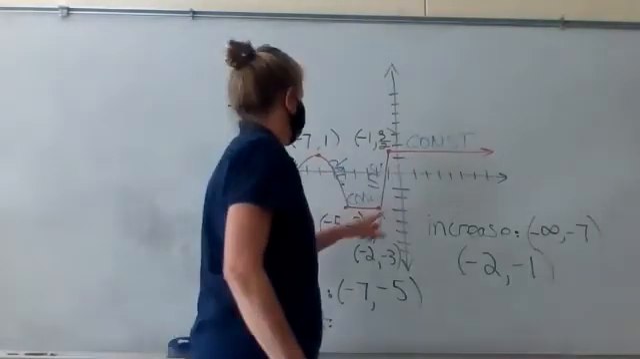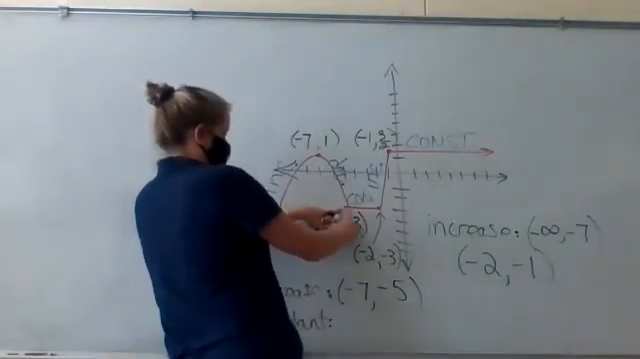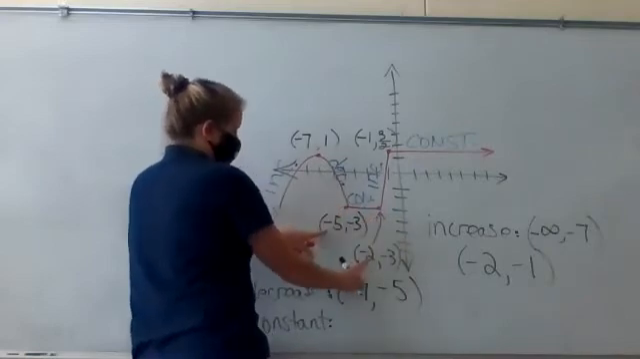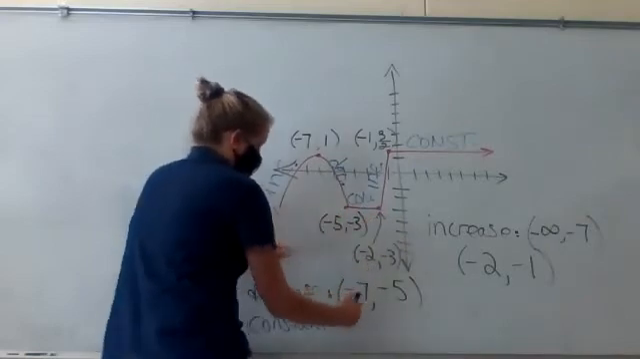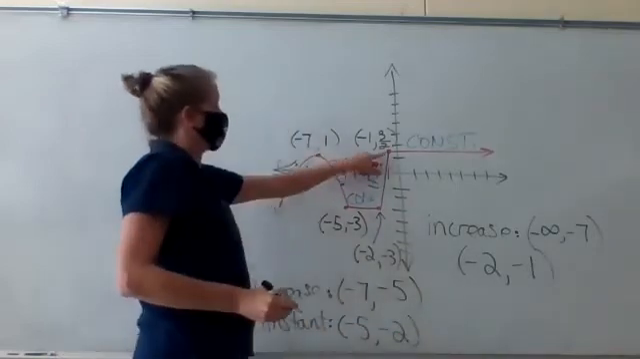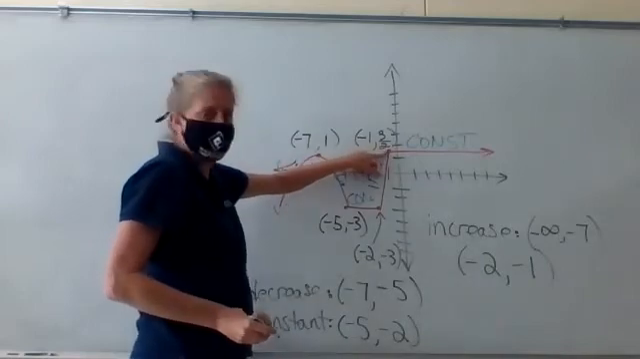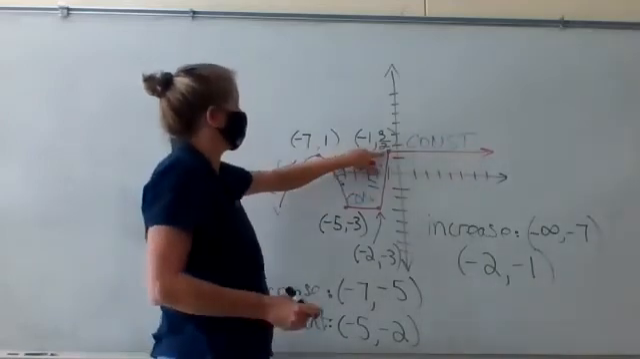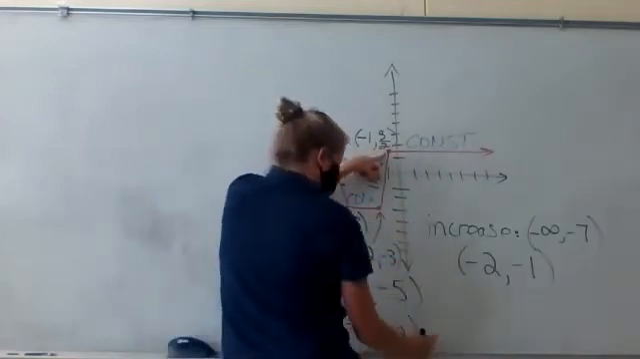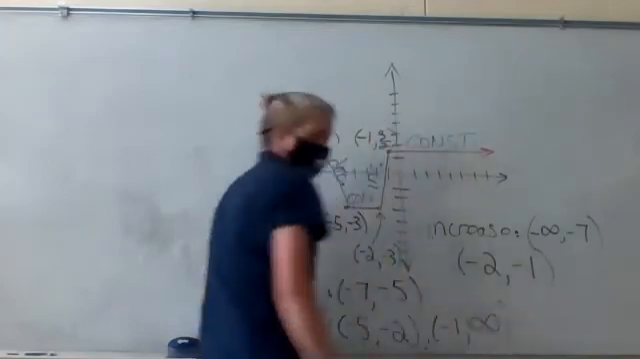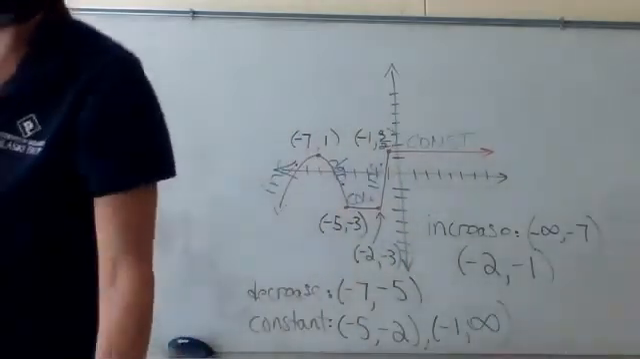And then there's 2 constants. Let's see, a constant from this point to this point. So again, I already know the points' x coordinates, negative 5 to negative 2. And then it's constant again, starting here and going to the right forever. So it starts being constant at negative 1, and it's constant forever to the right, which goes to infinity.